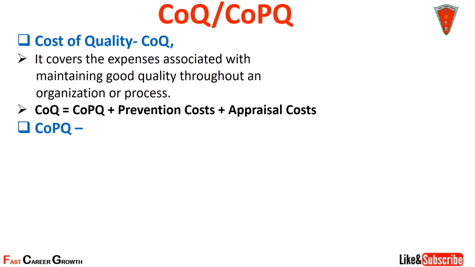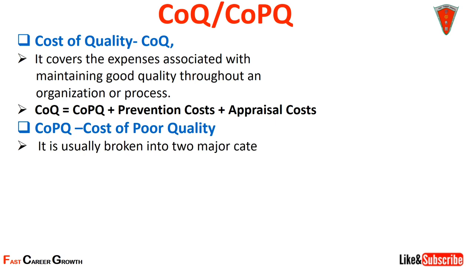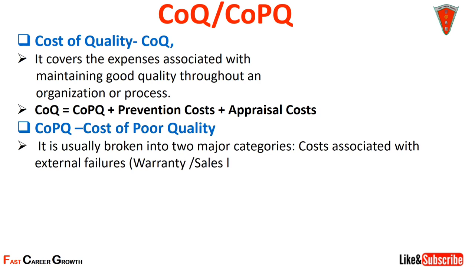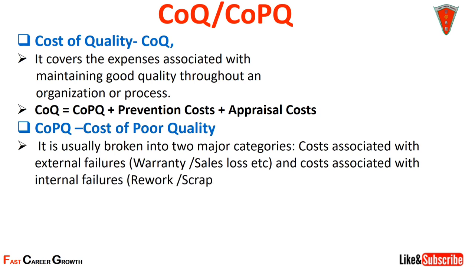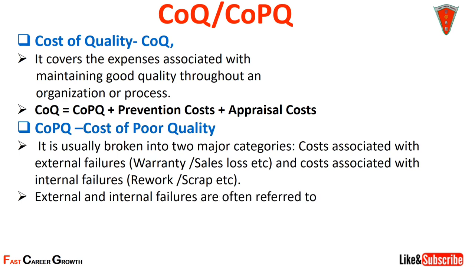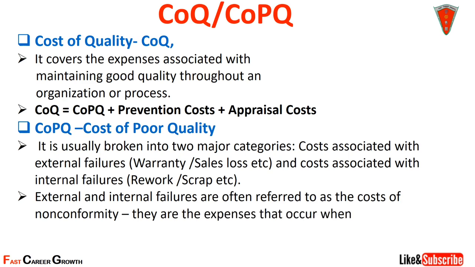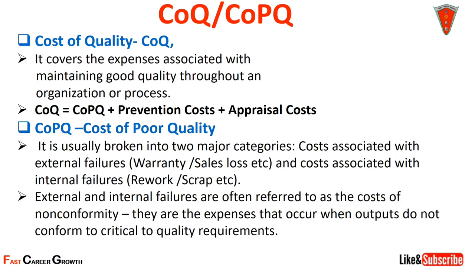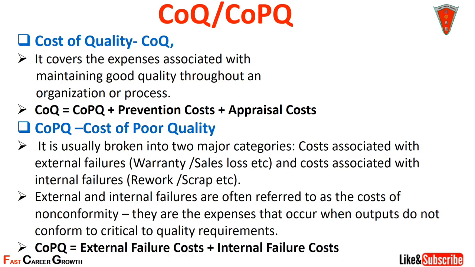So what is cost of poor quality? Cost of poor quality is usually broken into two major categories: costs associated with external failures, that is warranty, sales loss, etc., and costs associated with internal failures, that is rework or scrap, etc. External and internal failures are often referred to as cost of non-conformity. They are the expenses that occur when outputs do not conform to critical to quality requirements. So cost of poor quality is external failure cost plus internal failure cost.